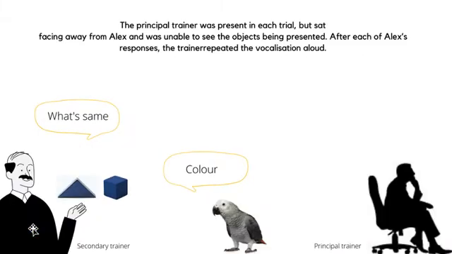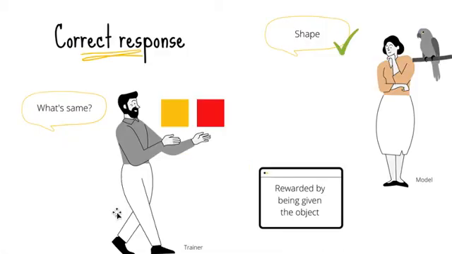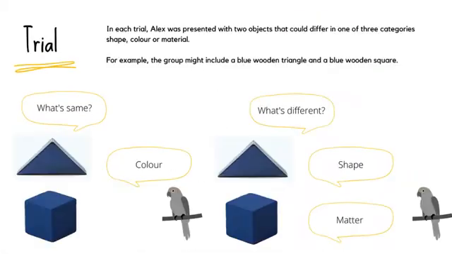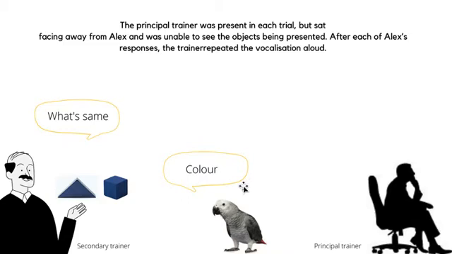Now during the testing phase, the principal trainer, the person here just now that was training him, is present in each trial but sat facing away from Alex. So here he's not looking and was unable to see the objects being presented. After each of Alex's responses, the trainer repeated the vocalization out loud.